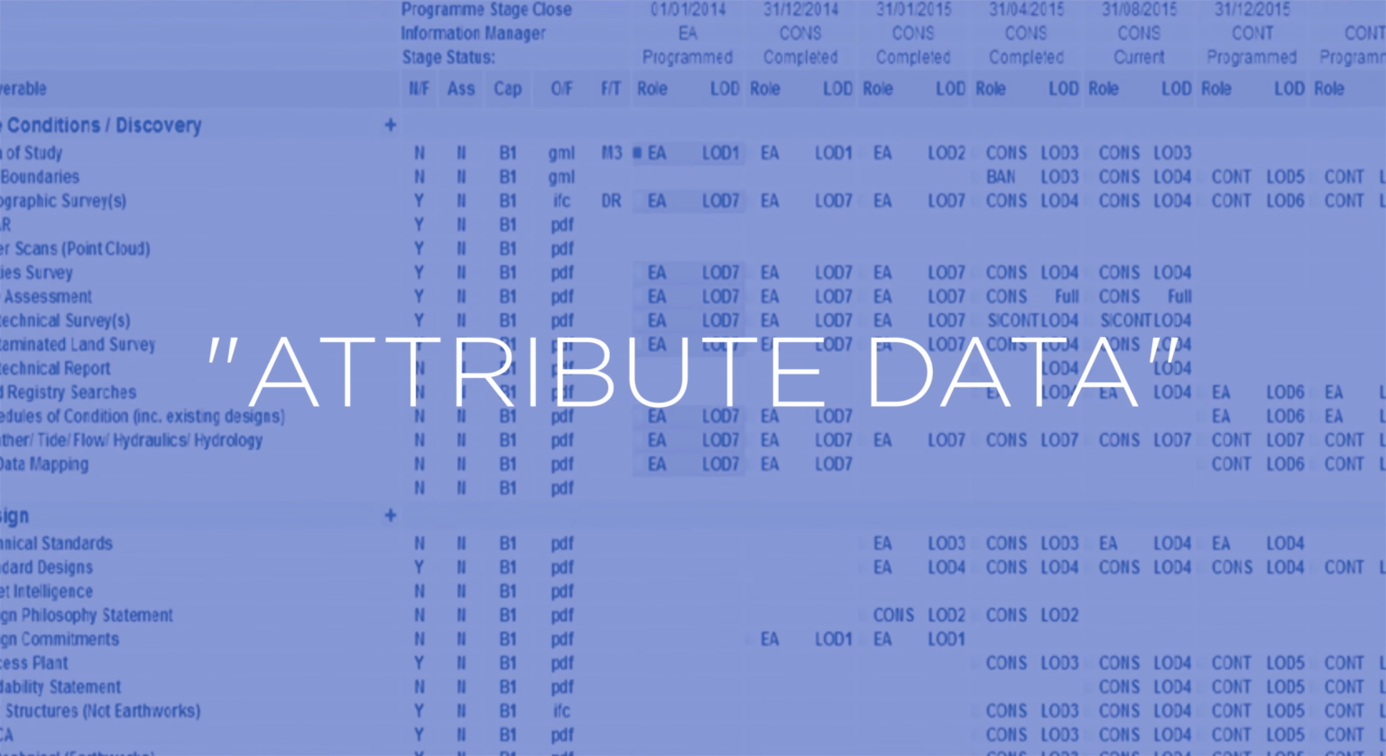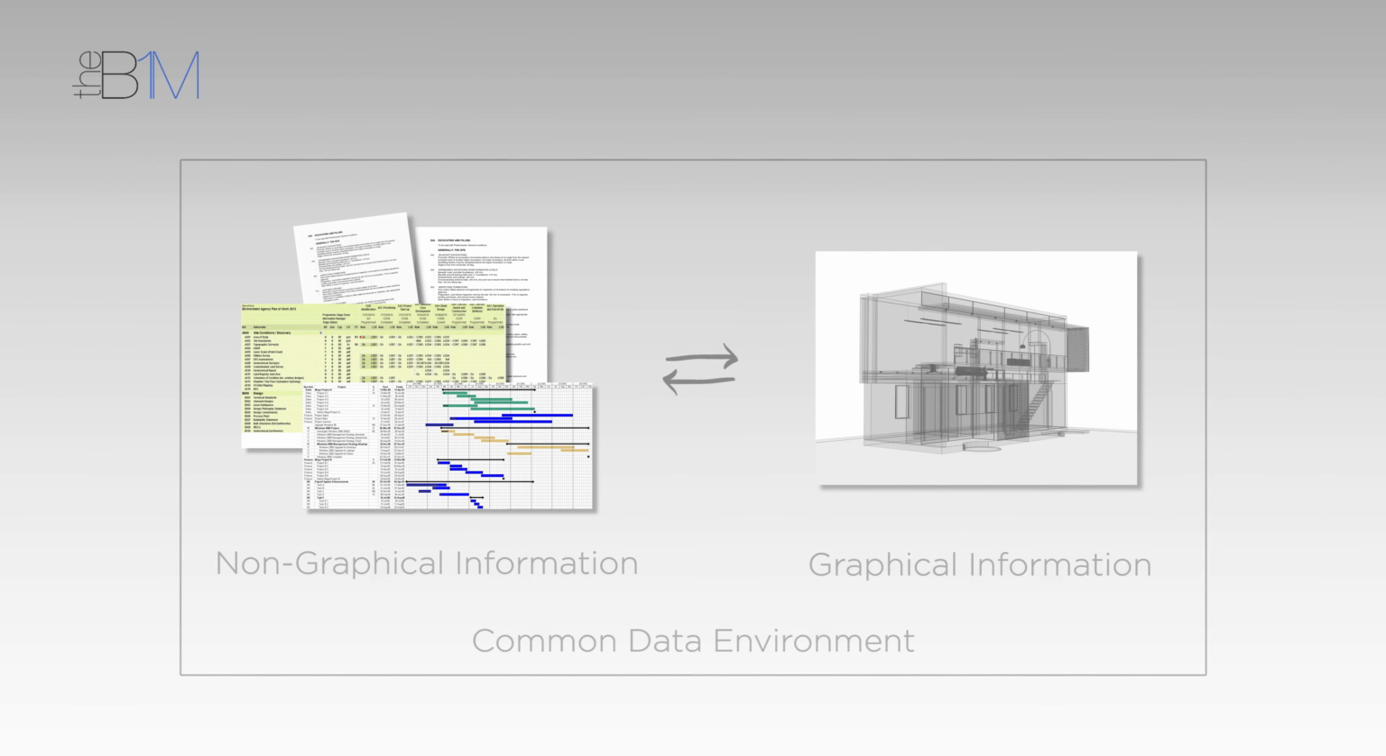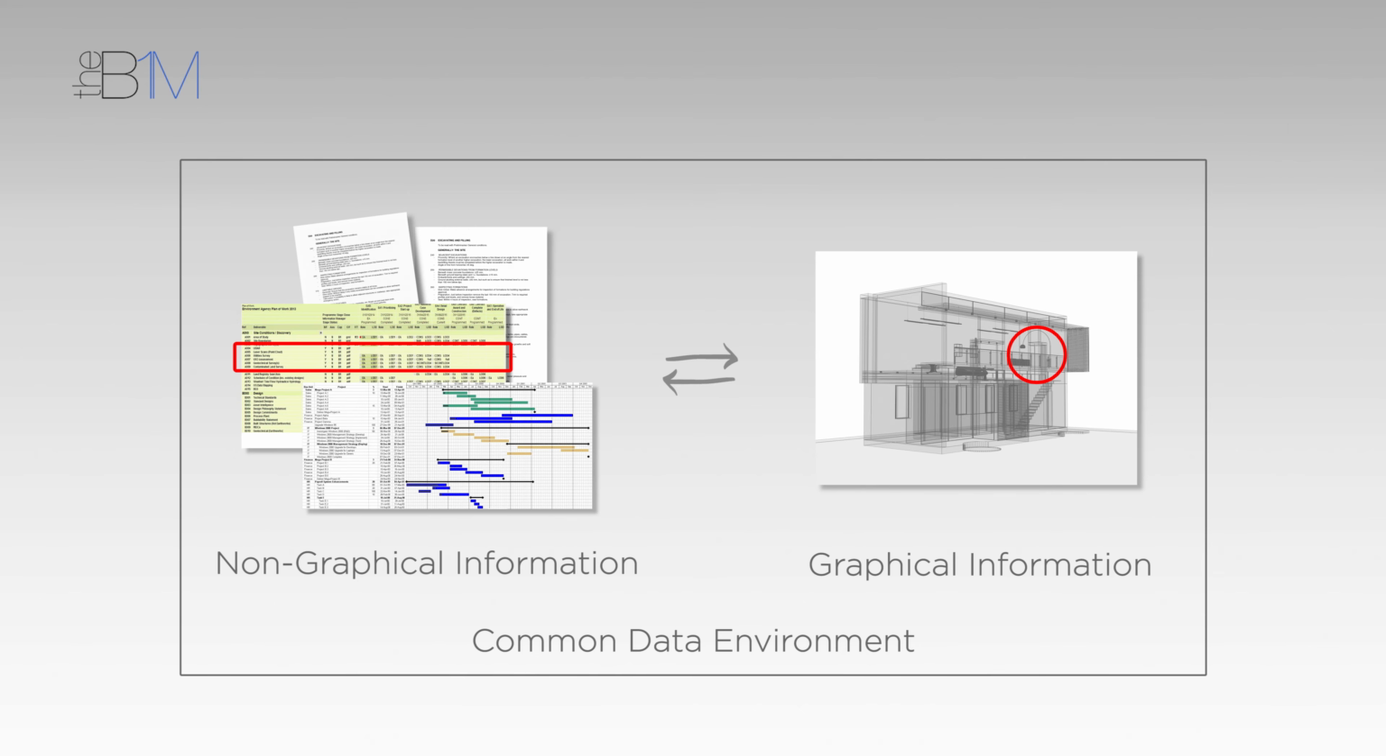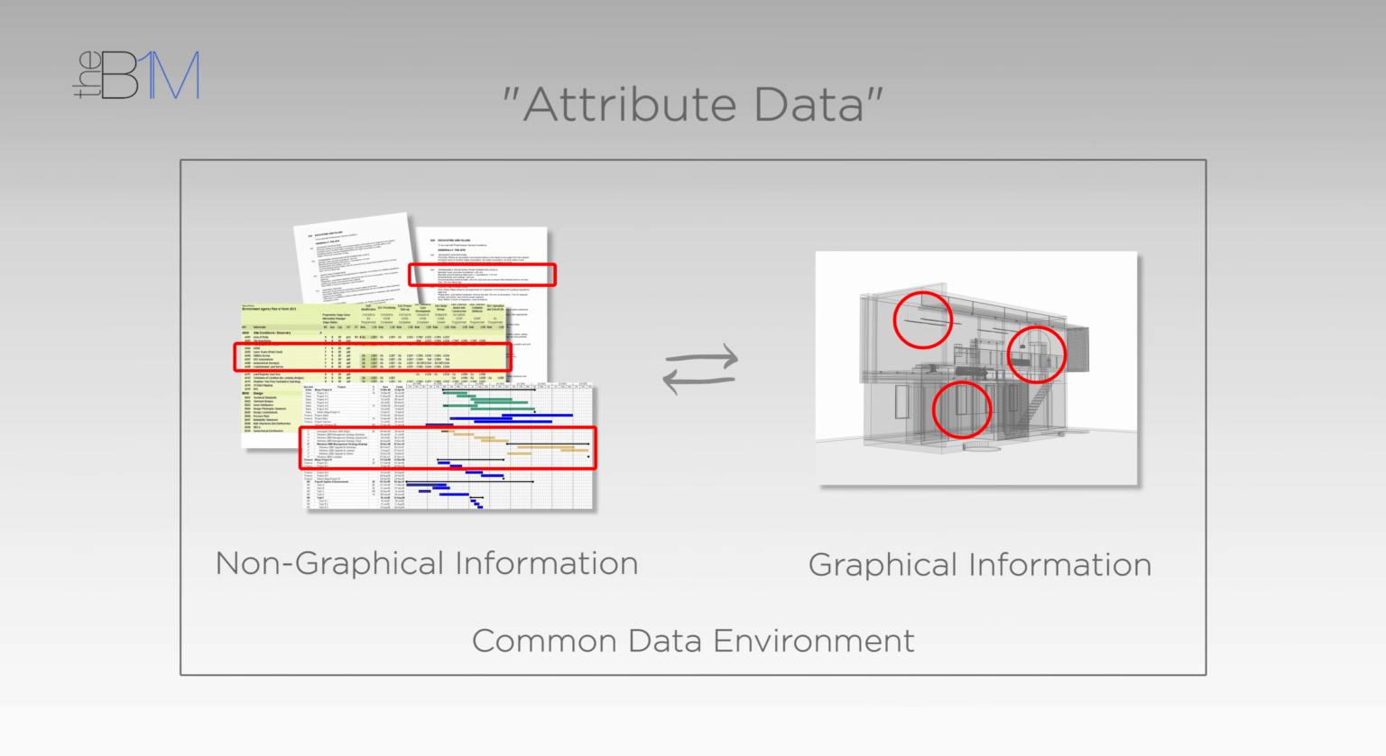Next we have attribute data. Earlier on we spoke about non-graphical information being linked and referenced to a graphical 3D model. We highlighted that you could select a door, then see all kinds of information about it. Well, that information is known as its attributes and is hence called attribute data. Attribute data about all kinds of different elements and systems in a project forms part of what is known in overall terms as non-graphical data.